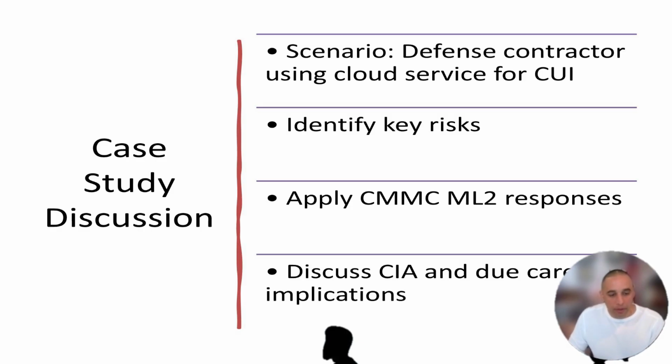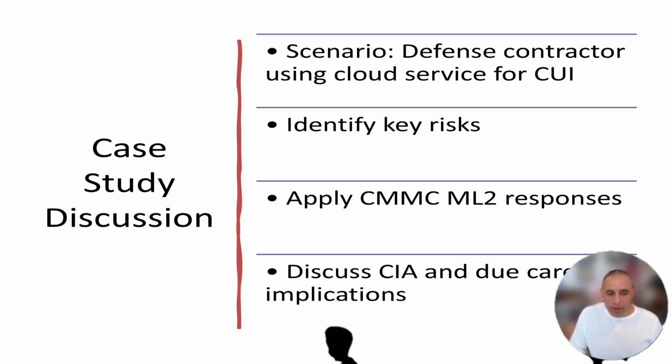The Cybersecurity Maturity Model Certification, or CMMC at Maturity Level 2, ML2, requires organizations to implement a set of practices and processes to protect CUI. This includes access controls, incident response planning, and regular security assessments. The contractor must ensure the cloud provider also meets these requirements.